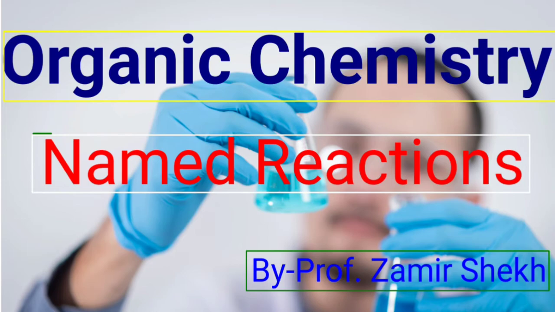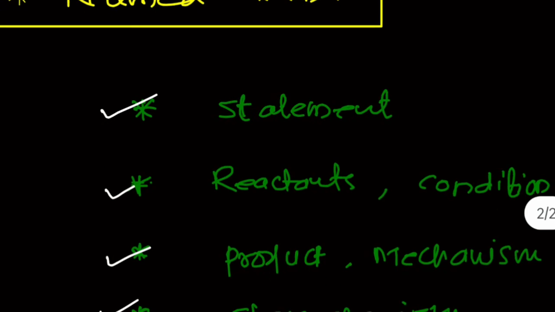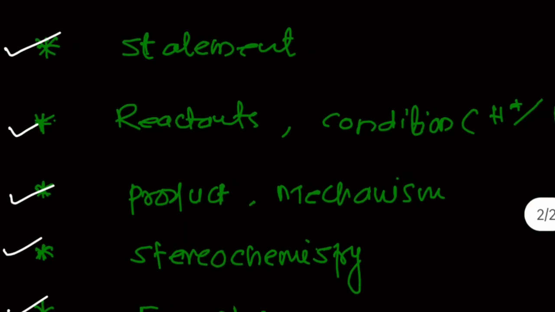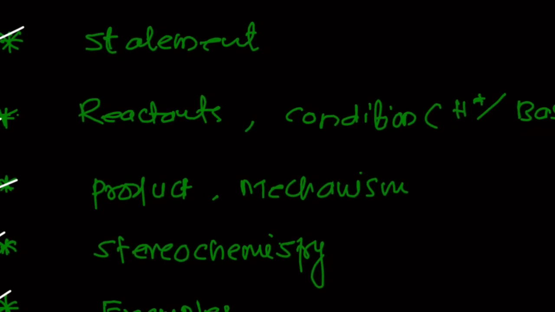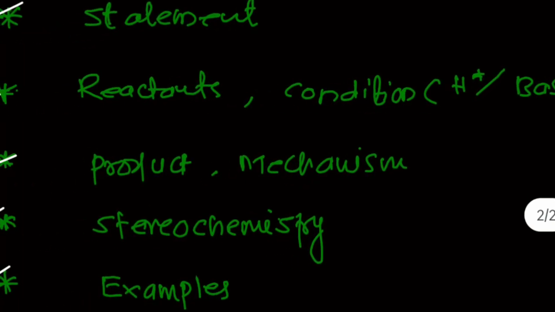We'll start with the first name reaction. So this name reaction has 5 specific portions. First is a statement of the reaction, that is, one can call it the definition. Then the second part is what type of reactants are used, and the condition, whether it is acidic, basic, or neutral conditions. Third is the product, what product forms in this reaction, and most important, the mechanism of this reaction. These are the 3 important parts of every name reaction.